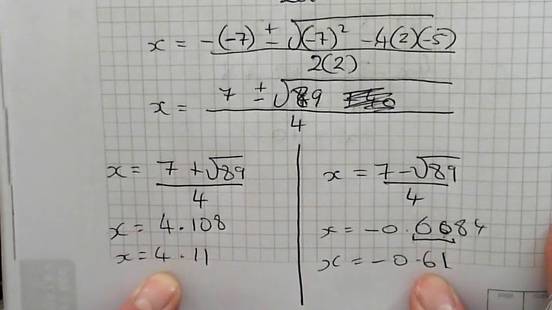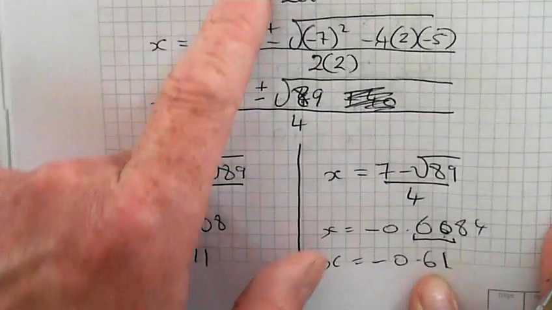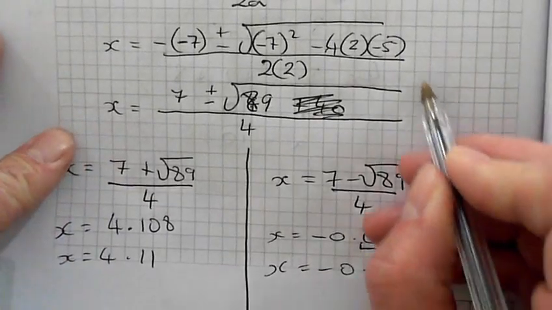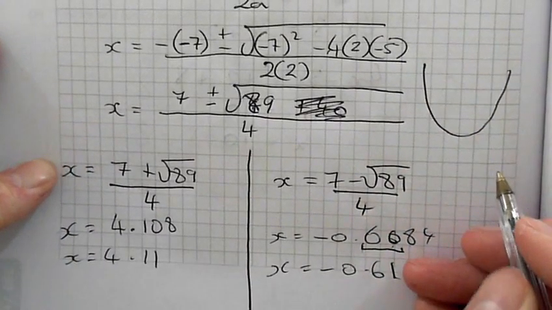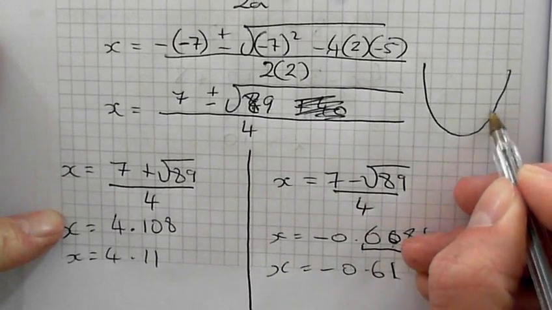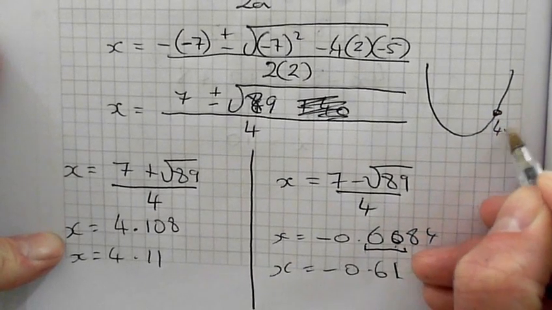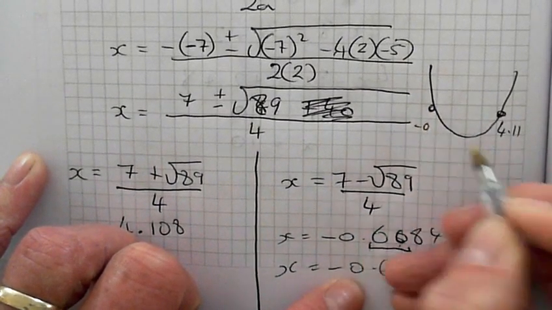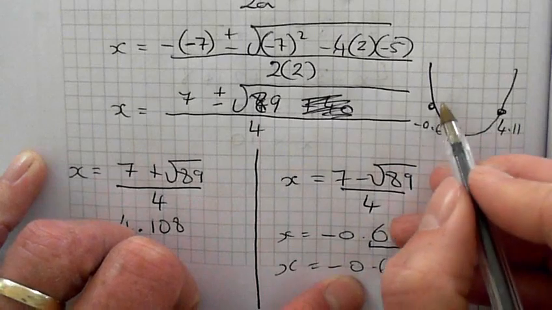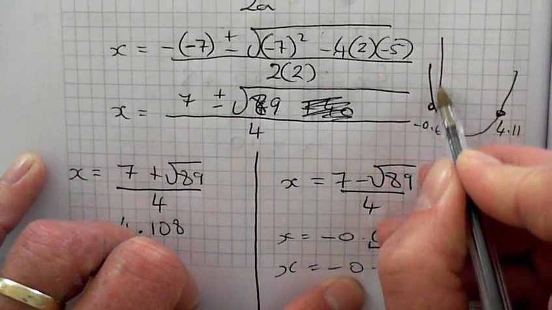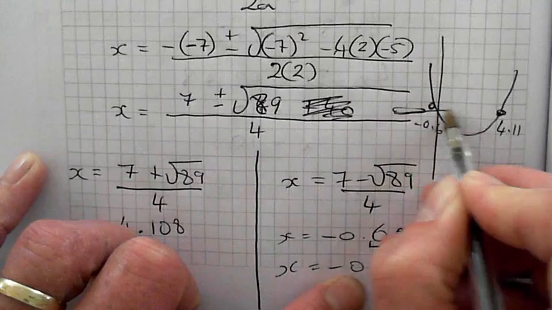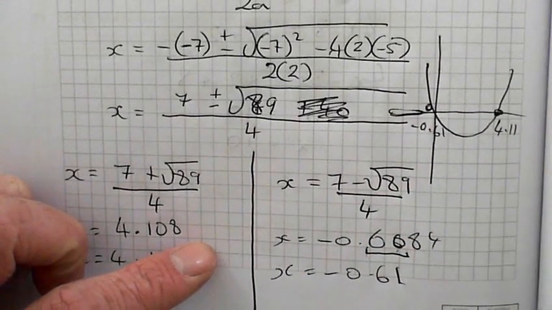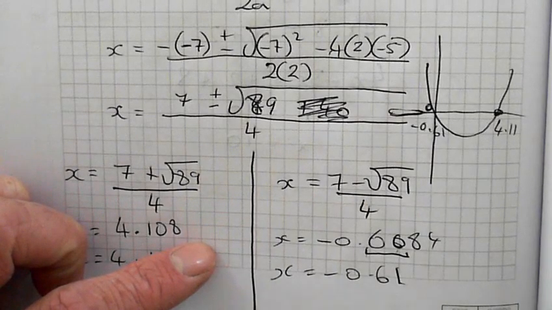So remember, when you do quadratic equations and you find the answers, it tells you where the graph cuts the x-axis. So it cuts the x-axis at 4.11 and minus 0.61. So your y-axis will be there somewhere, and your x-axis is going across there. So it just tells you where along the x-axis the graph cuts. Where does it cut the x-axis?